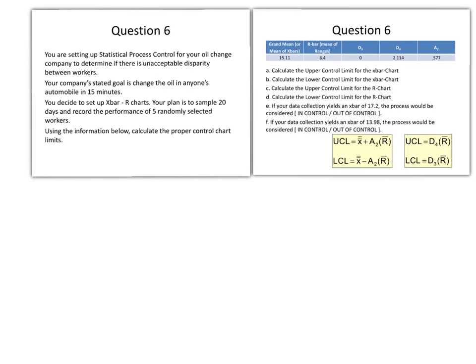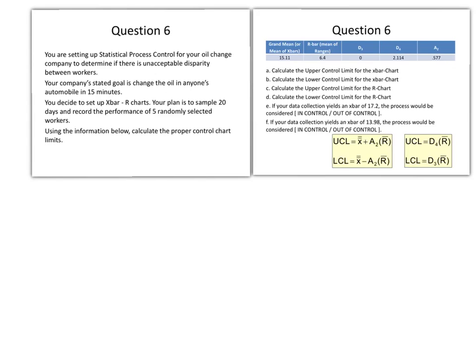Question 6 on the practice exam is a statistical process control question, and we'll calculate our upper and lower control limits for an X bar and an R chart for this problem. So we're given some information here. We've got an oil change company. We want to get the oil changed in 15 minutes on average. We've collected a sample of 20 days and record the performance of 5 randomly selected workers.